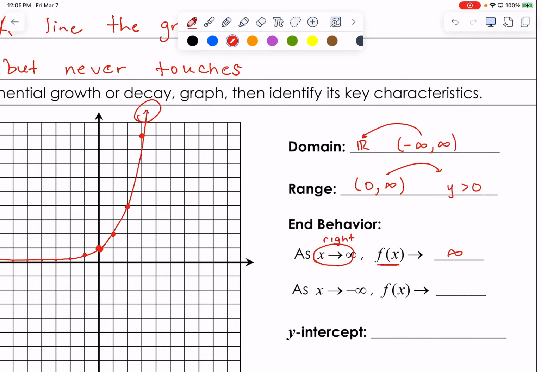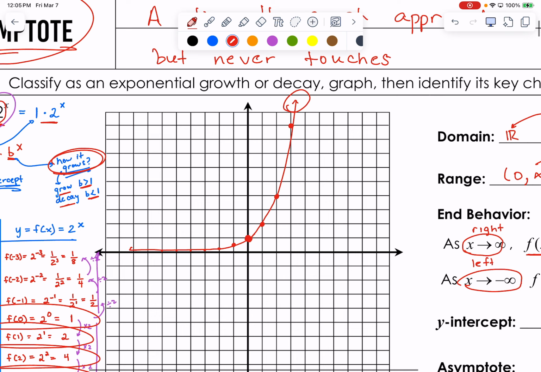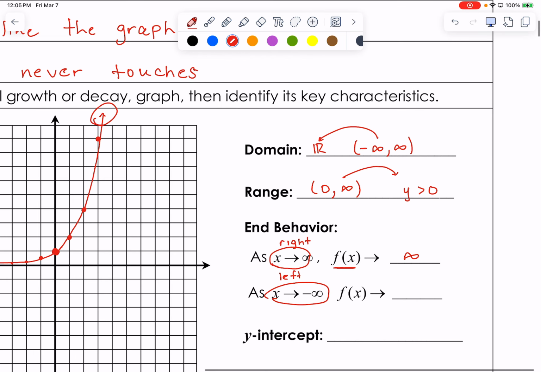All right, let's go to the left tail. What is the left tail doing? Everybody look over here. What's the left tail going towards? 0. It's going towards 0. It's not going down forever. It's going down towards what? 0. And people always get confused because they want to say negative infinity.